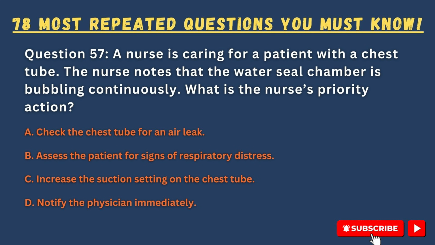Question 57. A nurse is caring for a patient with a chest tube. The nurse notes that the water seal chamber is bubbling continuously. What is the nurse's priority action? A. Check the chest tube for an air leak. B. Assess the patient for signs of respiratory distress. C. Increase the suction setting on the chest tube. D. Notify the physician immediately.